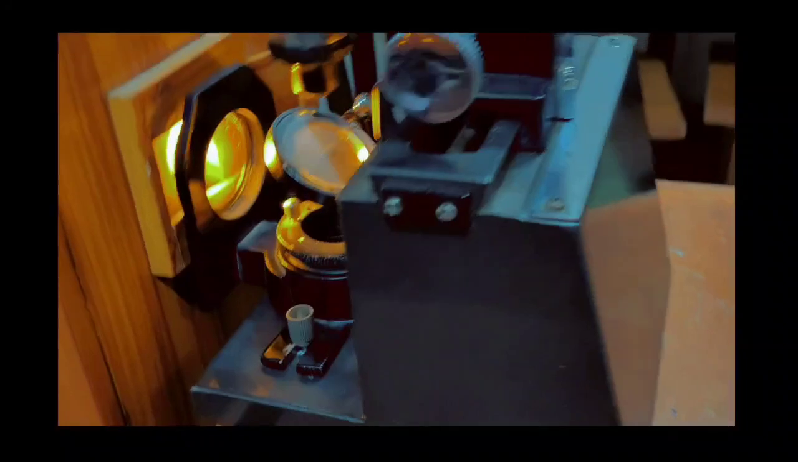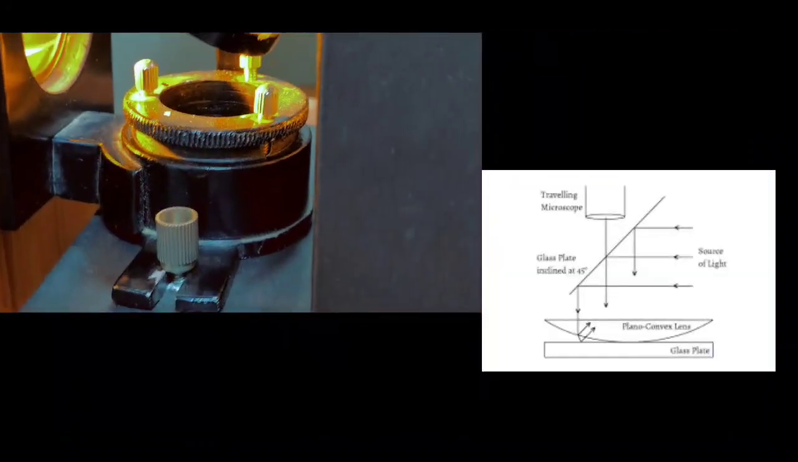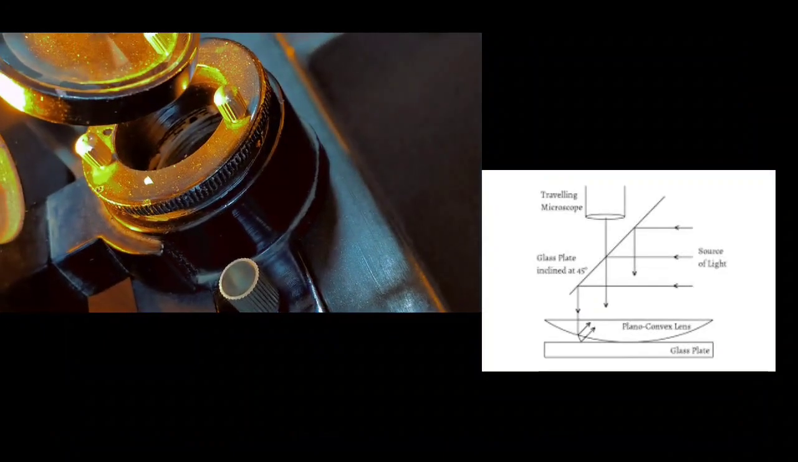Newton rings are a fascinating phenomenon in optics named after Sir Isaac Newton, who first described them in 1717. They are formed by the interference of light waves reflected from the top and bottom surface of the thin air film between a slightly curved lens and a flat glass plate.